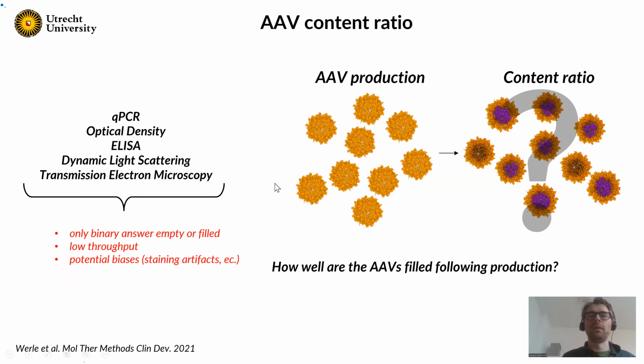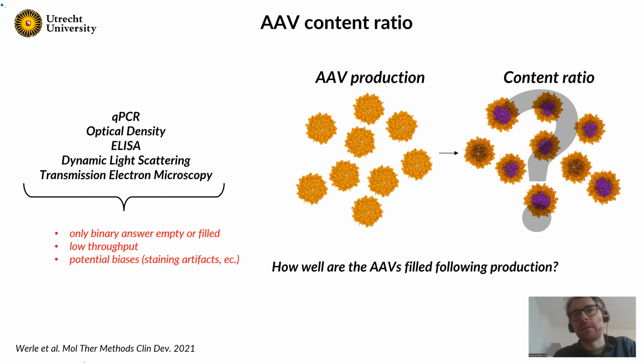In the past, several assays have been set up and used in order to answer this question. For instance, qPCR or optical density, ELISA assays, dynamic light scattering, and electron microscopy have all been used in order to see how many of your AAVs actually contain transgene. Unfortunately, these techniques usually answer just that, whether it contains single-stranded DNA or not, but not if there is any partial filling of a capsid.